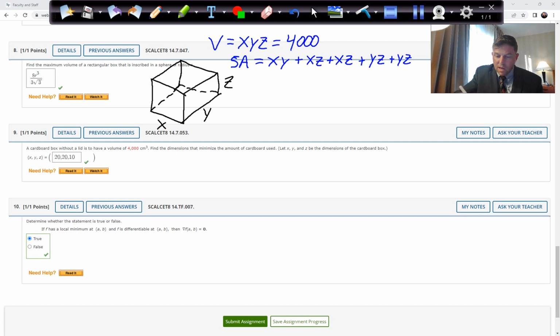But we don't want z. So we're going to solve for z right away from the volume equation, and we're going to call z the 4,000 volume that we want divided by xy. So the surface area that we're trying to minimize would be x times y plus 2xz's, but we're going to replace z with this term here, 4,000 over xy, plus 2yz's, but we're going to replace z with this term here.